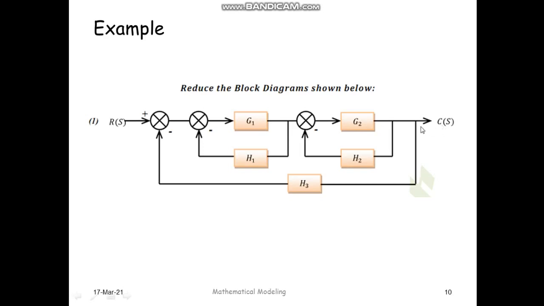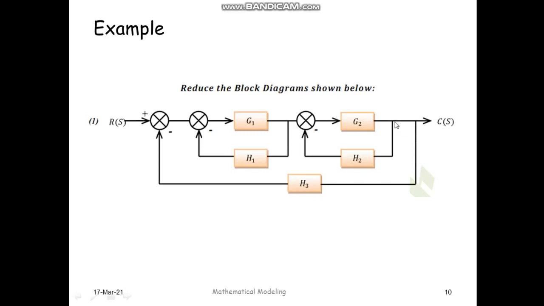Now if you see the reverse line, this was the forward line which we started from R(s) and ended at C(s). Now we will start from C(s) and go to R(s), and thus this line will be referred to as the reverse line or feedback line. Let me begin with this C(s). One line from C(s) is taken out and block H3 is connected here, and it is further connected to the first summing point. That is why H3 is considered as the block connected in the reverse line.